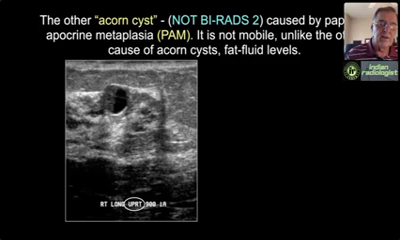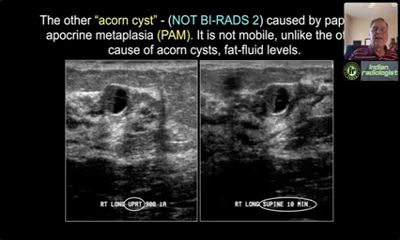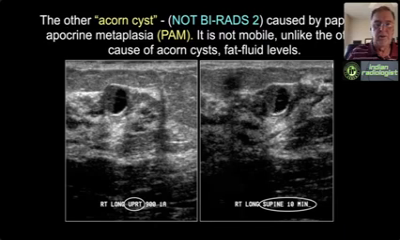Now, we call this an acorn cyst because it looks like the cap on an acorn. So here's an acorn cyst that's not caused by a fat fluid level. It's actually caused by papillary apical metaplasia. And I know that because even after 10 minutes, I can't get it to shift. If this were a fat fluid level, when I put her supine, the interface between the fat and the fluid would have shifted horizontally, with the fat being anterior and the fluid being posterior.